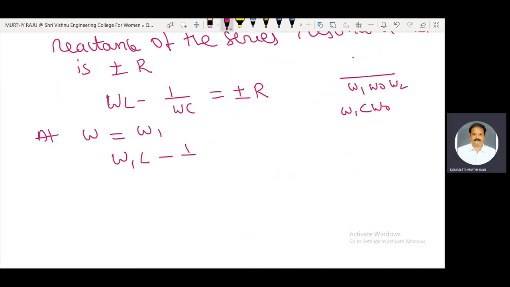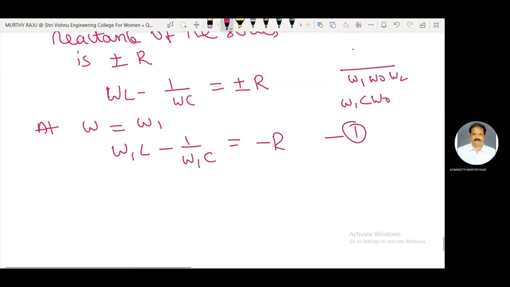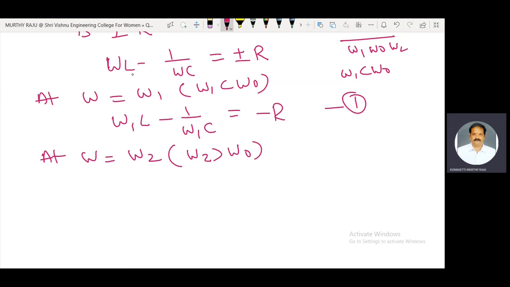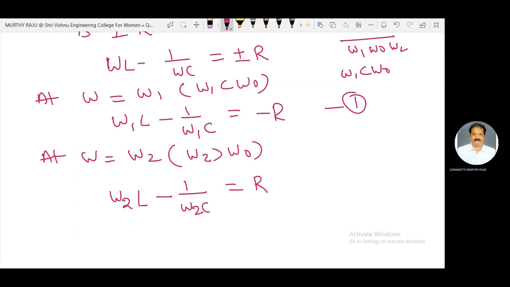ω1 L − 1/(ω1 C) = −R. This is equation 1. At ω = ω2, here ω1 is less than ω0 and ω2 is greater than ω0. Inductive reactance ω2 L is greater than capacitive reactance 1/(ω2 C). Therefore, the net reactance is equal to resistance R: ω2 L − 1/(ω2 C) = R. This is equation number 2.